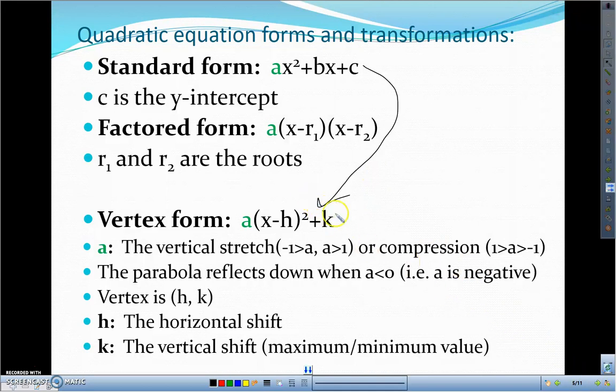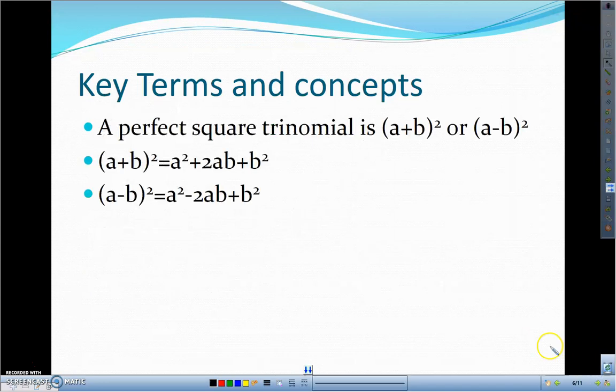And it's also important to note here that this k value is the maximum, this h value is the x value of the vertex, and this a value hasn't changed regardless of which form you're looking at. And that's going to be important, at least to know what the k value is, because it does say maxima or minima, and we're going to be asked to find the maximum or minimum. So just a quick recap, a perfect square trinomial is a plus b squared or a minus b squared, and they could be expanded to these things here, and we're going to be using this in our lesson.